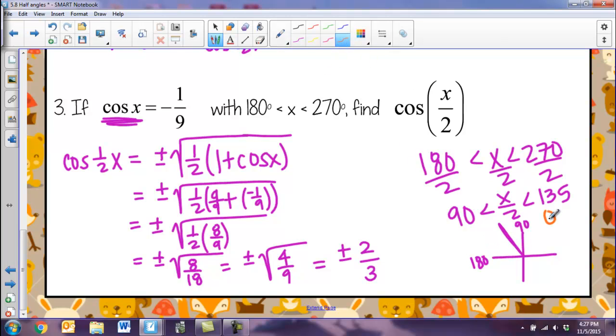So if I am in quadrant 2, all students take calculus. Only sine is positive in quadrant 2, which tells me right now that cosine would be negative over there. So my final answer for the cosine of x over 2 would mean that I would have the negative 2/3 part of that.